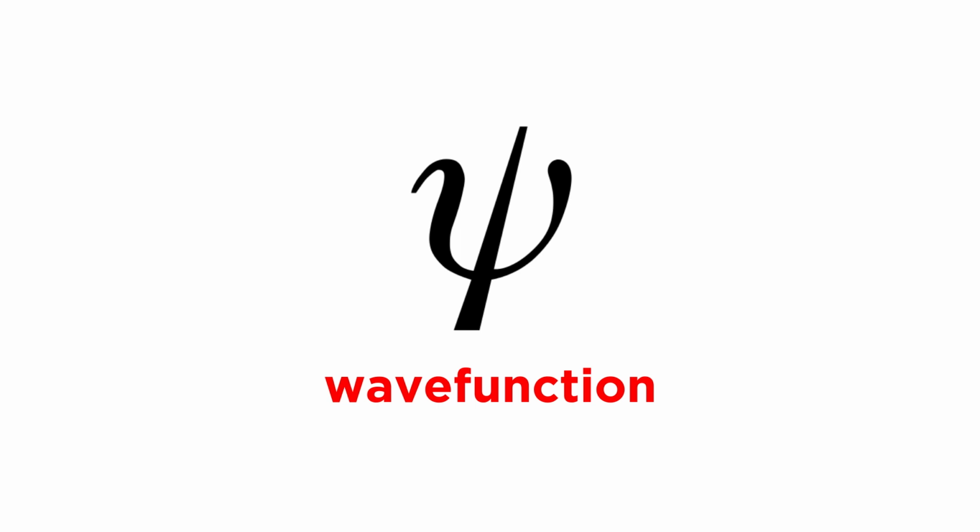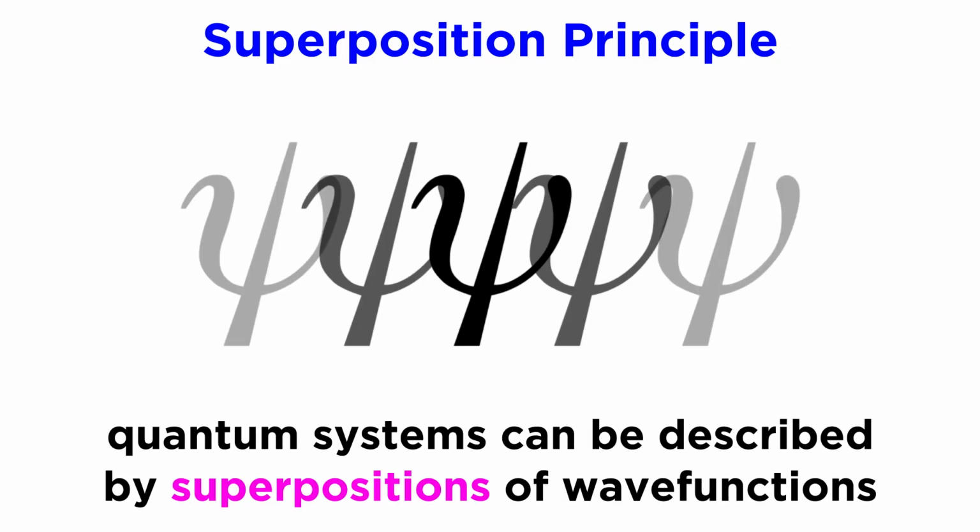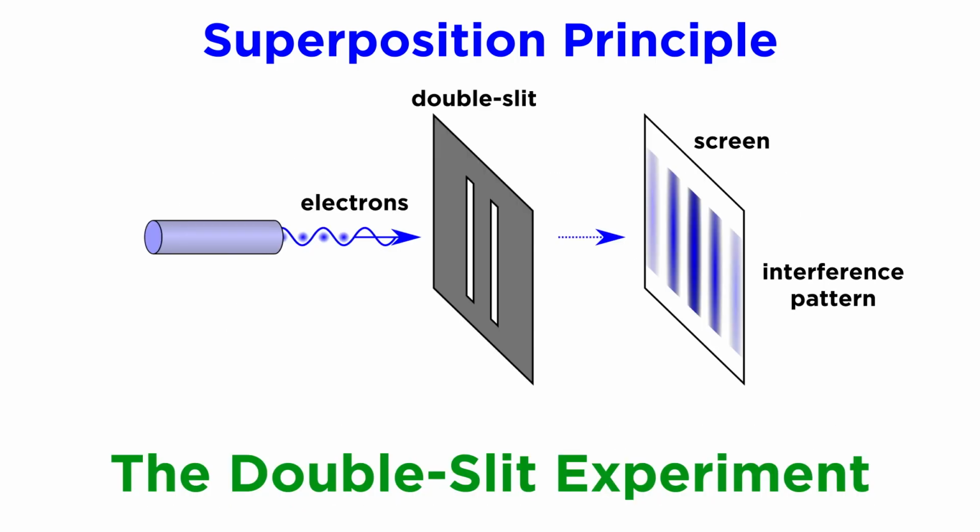Now that we have a better understanding of wave functions, let's see what we can do with them. First, let's talk about the superposition principle. This states that quantum systems can be described by combinations or superpositions of wave functions, which still must satisfy the normalization condition. One example of this is the famous double-slit experiment, which we introduced on a conceptual level in a previous tutorial. Now let's add some math.